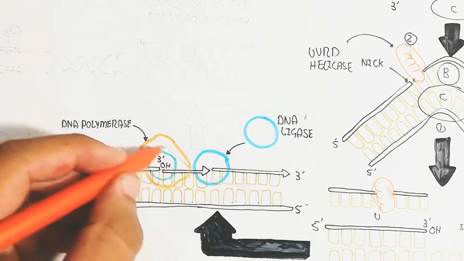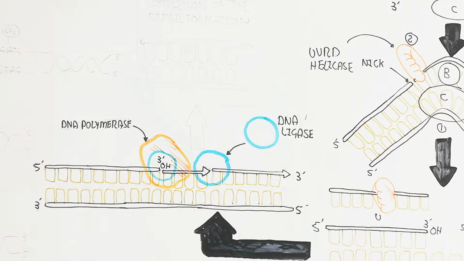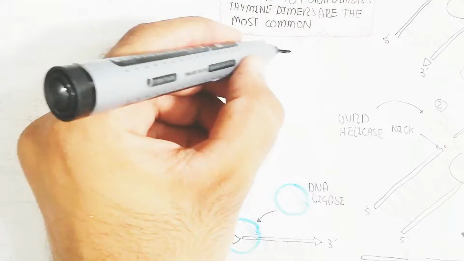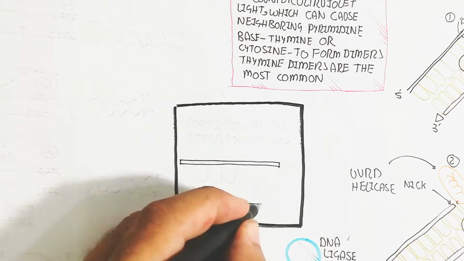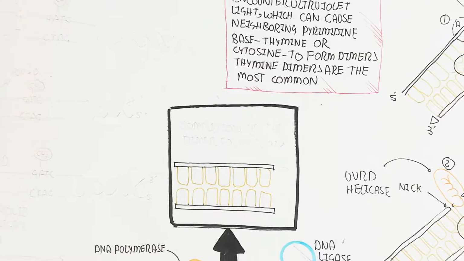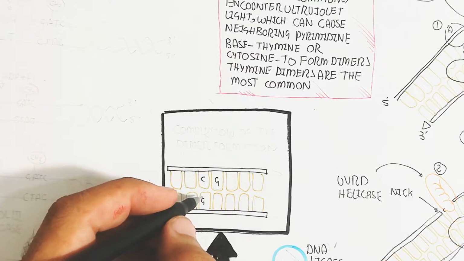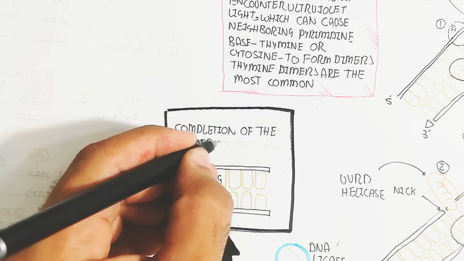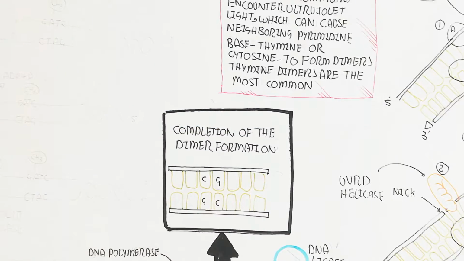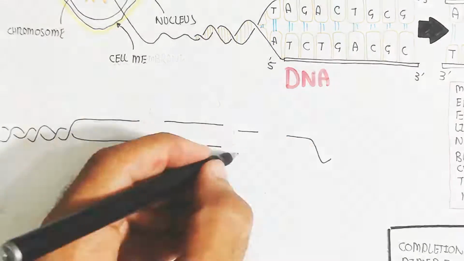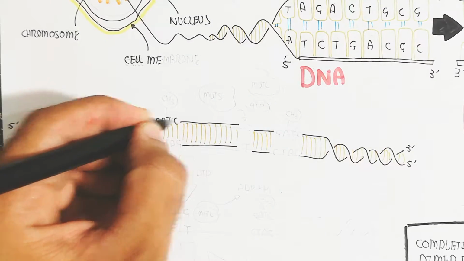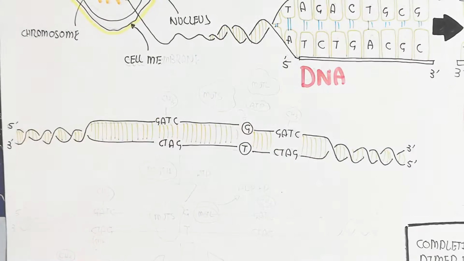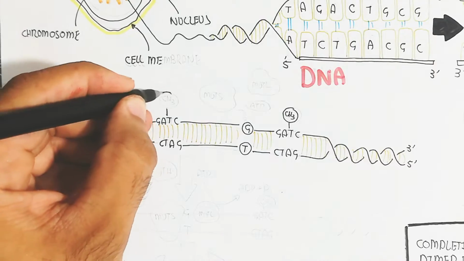The DNA ligase enzyme is used for ligation after the completion of polymerization, so the gap will be sealed by the DNA ligase. So the dimer is removed and the cytosine and guanine pair is restored. That was the nucleotide excision repair, and now let's begin to understand the mismatch repair.